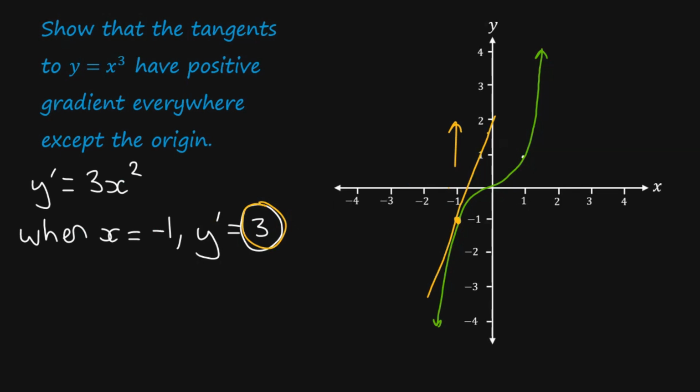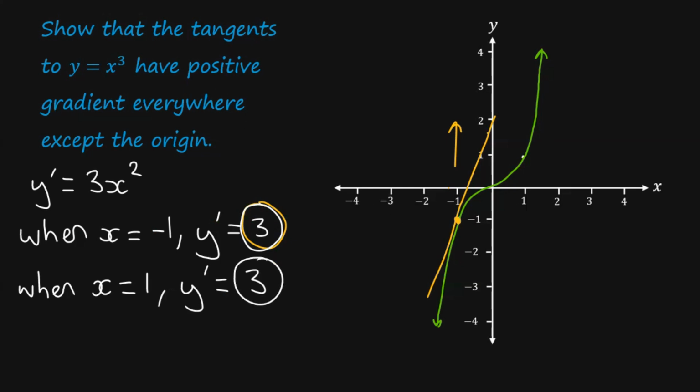So let's have a look at the other side now. We're going to look at this point (1, 1), and I'm going to substitute this point into the derivative. So when x equals 1 this time, the derivative is going to equal 3, because it's x squared. So 1 squared times 3 is just going to be 3. And that is another positive result. So we've got two positive results, which is what we were expecting.